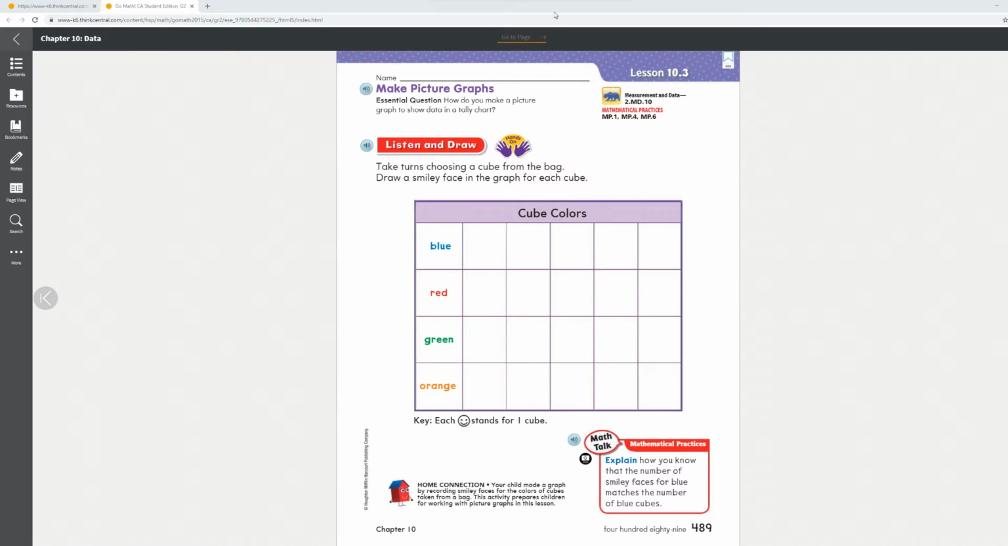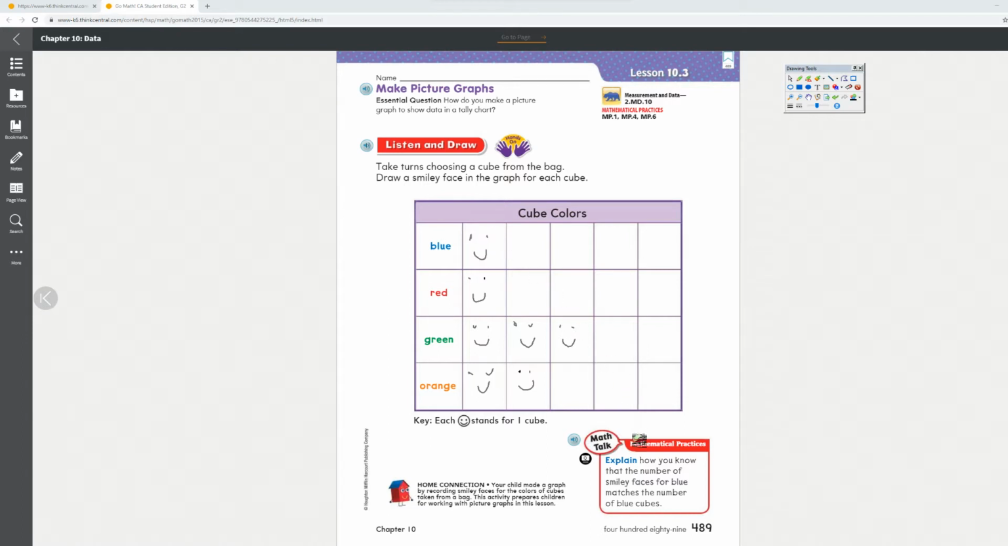For the first cube, I pulled out a green. So let's draw a smiley face inside the graph right next to green. Okay, I pulled another one and I got orange. So draw a smiley face for orange. And I pulled another green. This time I got red. Just draw the smiley faces along with me for every cube that I pull. I just pulled an orange. Another green. A blue.